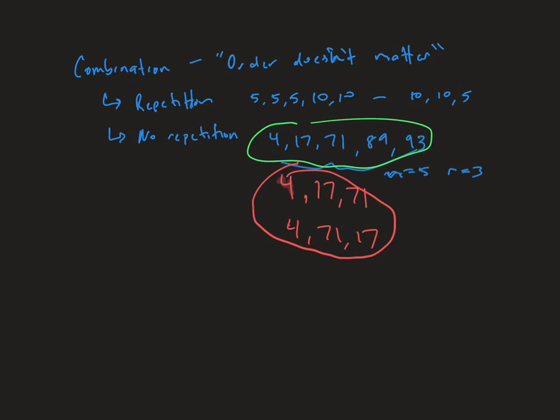If order did matter, these 2 sets of 3 from this big set of 5 would be separate. They would be 2 different groups because the order is different. But for combinations, order doesn't matter, as I drew right there. So now we're going to look at repetition. So combinations with repetition, which are maybe a little bit more confusing.